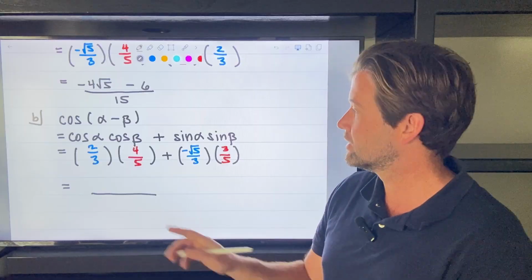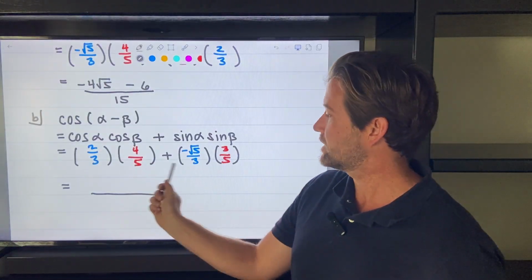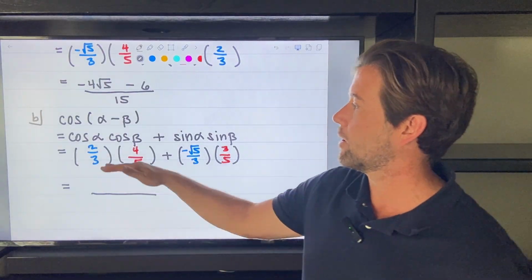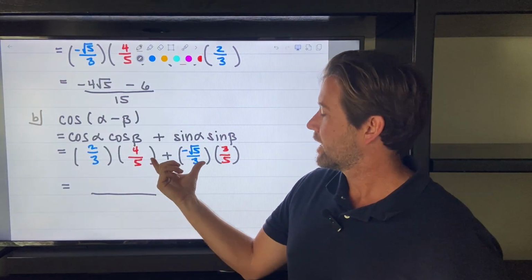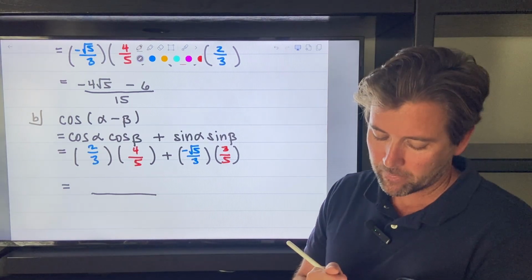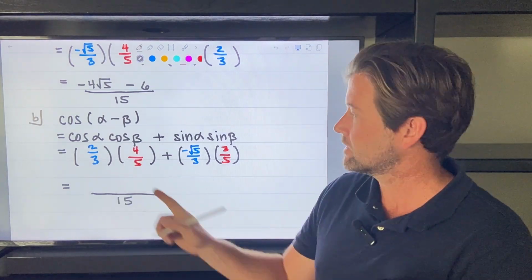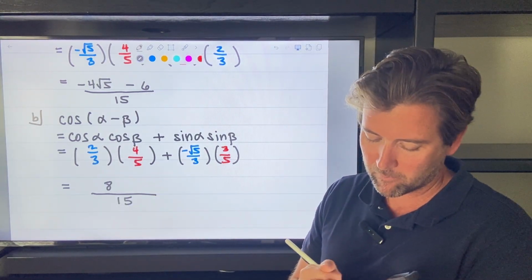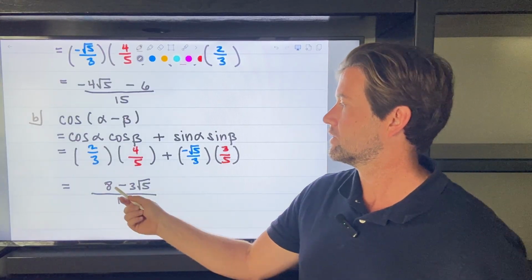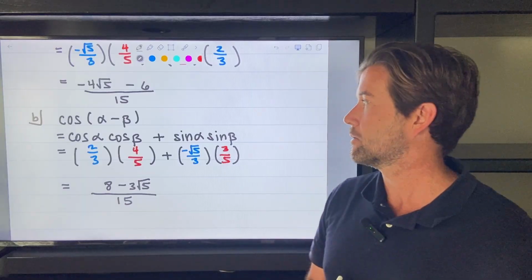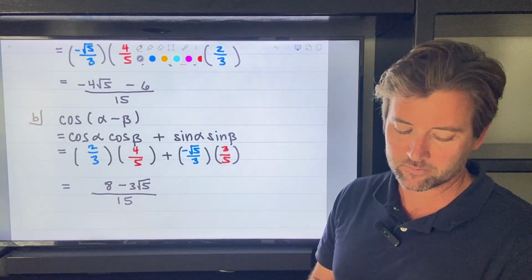So again, 3 times 5 is 15. 3 times 5 is 15. So these have a common denominator of 15. They always will. So I'm going to add these up. These fractions, our denominator will be 15. And we get 8 minus 3 times the square root of 5. These are not like terms, so we cannot combine those. And that's our final answer.